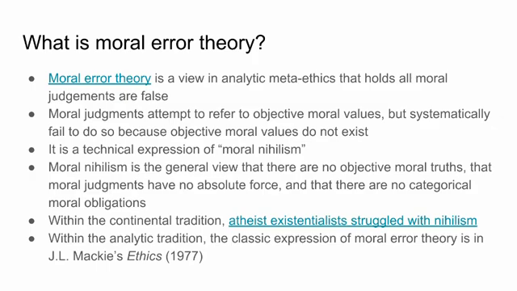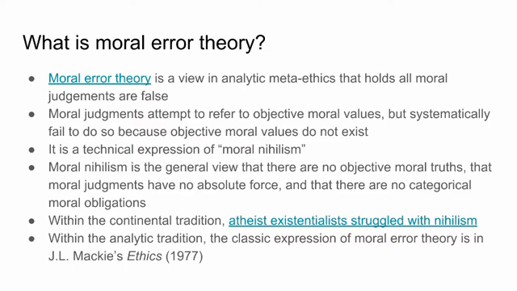Well, the theory is a view in analytic metaethics, which holds that all moral judgments are false. And why is this? Why would this be the case? Well, the error theorist says that moral judgments attempt to refer to objective moral values, but they systemically fail to do this because objective moral values do not exist. Therefore, moral judgments are systemically false.